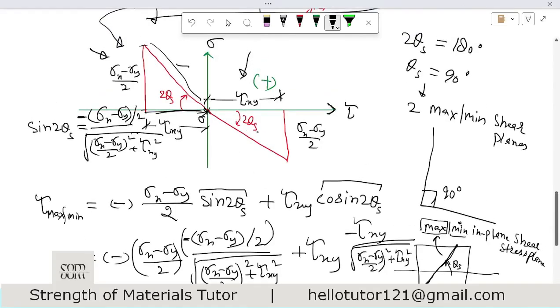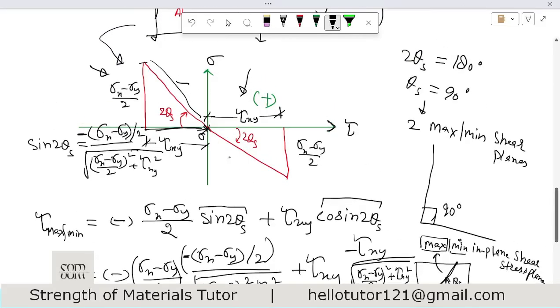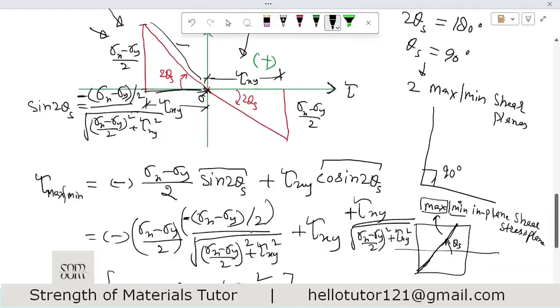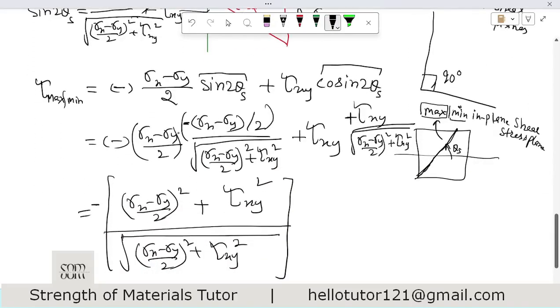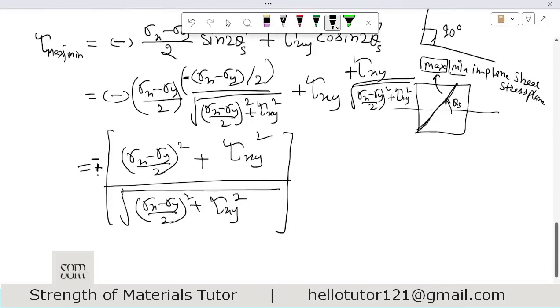Then what about the cosine of 2 theta? Cosine of 2 theta is base divided by hypotenuse. Now the base is already positive, right? So this thing is going to be positive, okay? So again, negative and negative is positive, and positive and positive is positive. So this is going to be plus, okay? So basically it is going to be plus or minus of this thing, right? So I hope you understand.